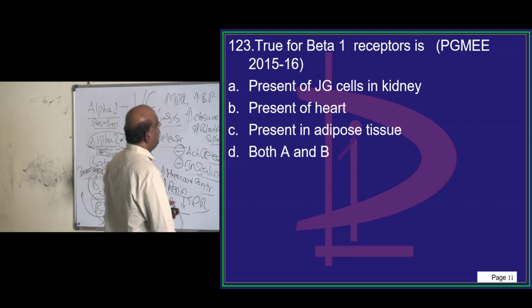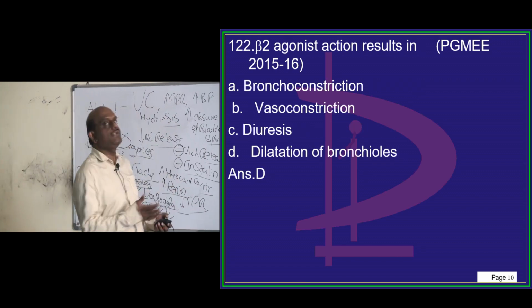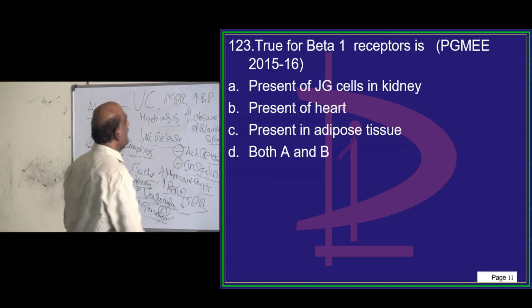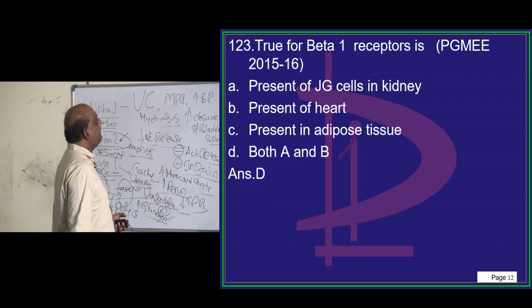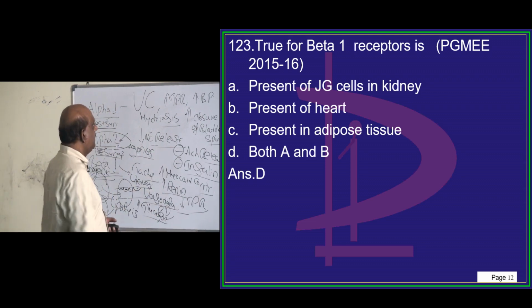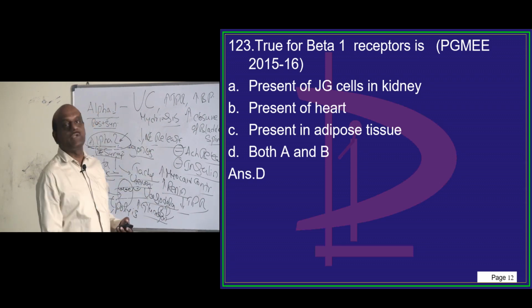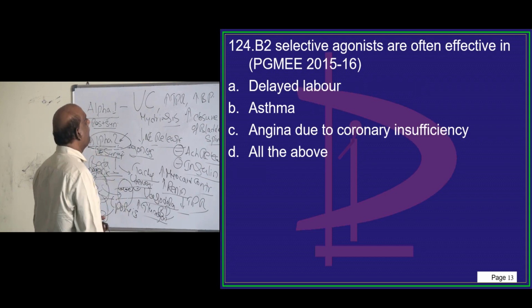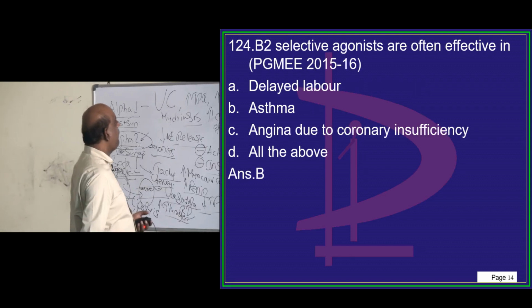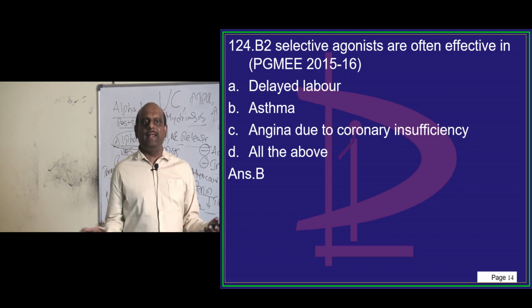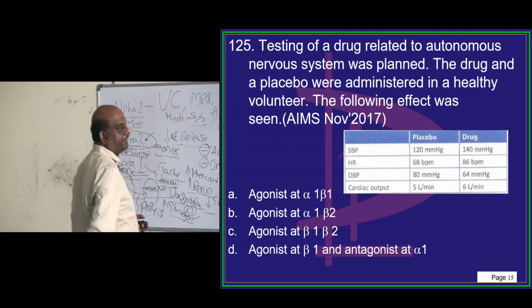Now doc, beta 2 agonistic activity leads to bronchodilation. About the beta 1 receptors, where are they present? They are there in the juxtaglomerular cells and also on the heart, which you need to remember. Beta 2 selective agonists, where are they useful? They are bronchodilators, hence useful in asthma.